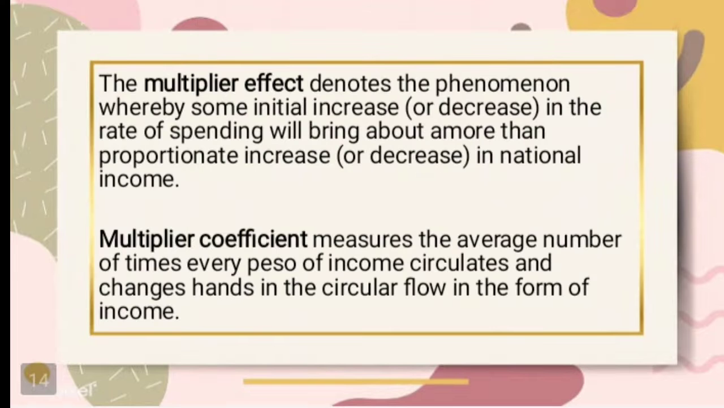in the level of spending. The multiplier effect denotes the phenomenon whereby some initial increase or decrease in the rate of spending will bring about a more than proportionate increase or decrease in national income. In other words, the multiplier coefficient measures the average number of times every peso of income circulates and changes hands in the circular flow in the form of income. It also measures the income generated from every peso of inflow, which when multiplied to the total inflow yields aggregate income.